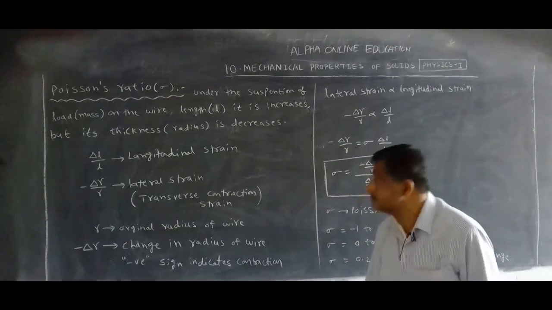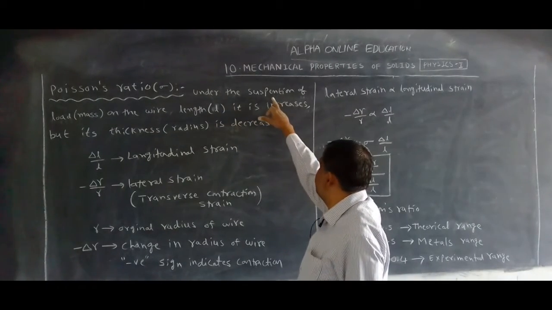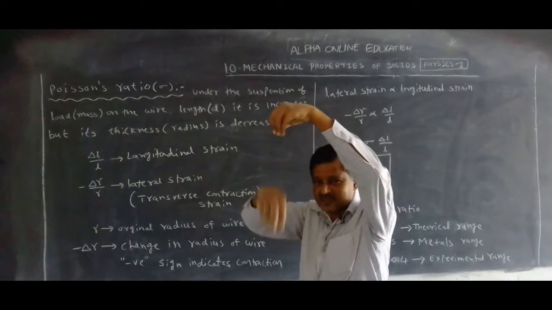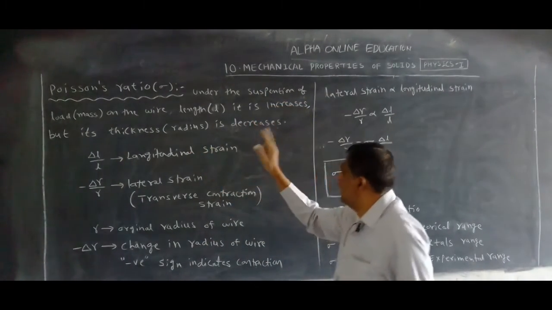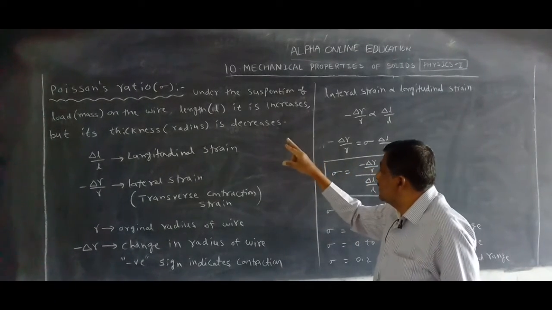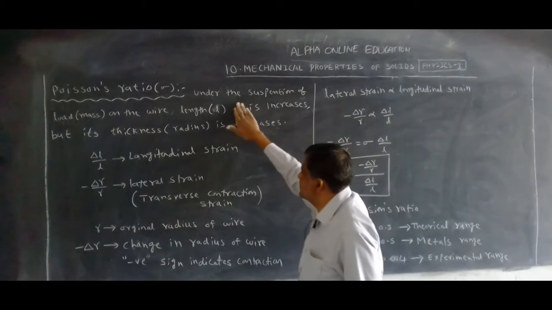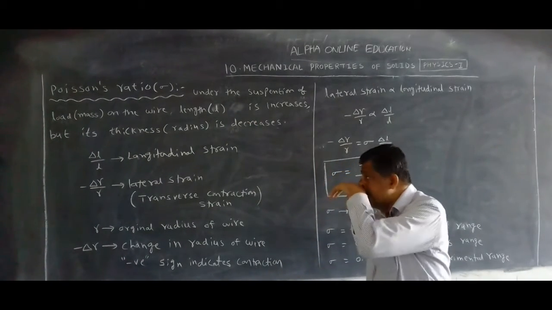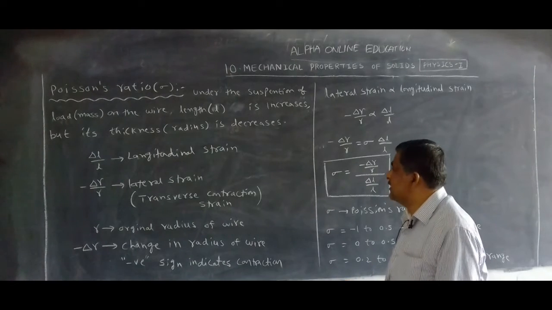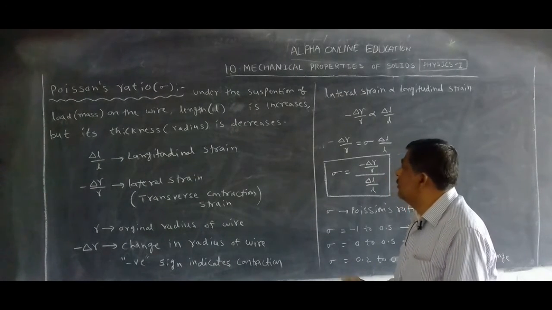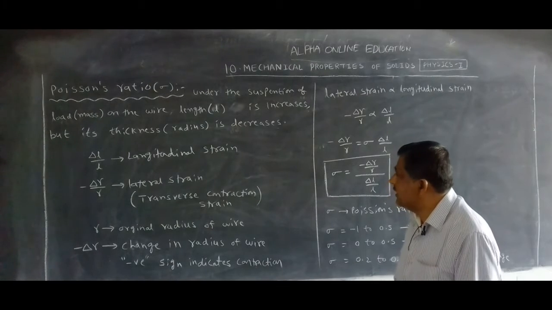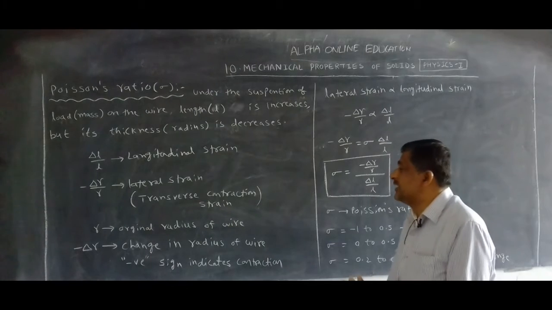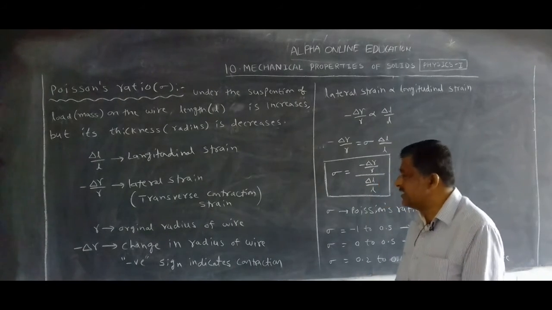Now let us see. Under the suspension of load or mass on the wire, length L increases, but its thickness or radius decreases.